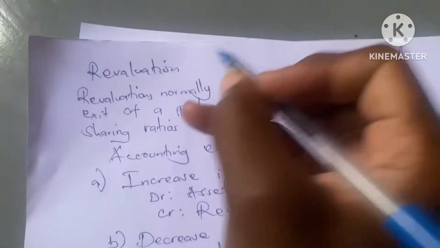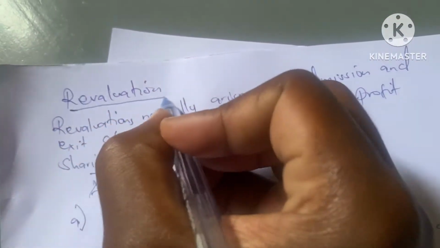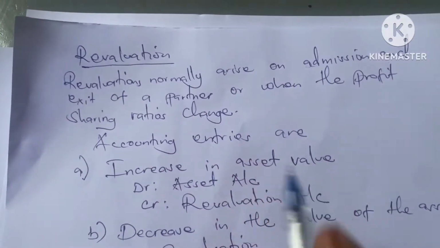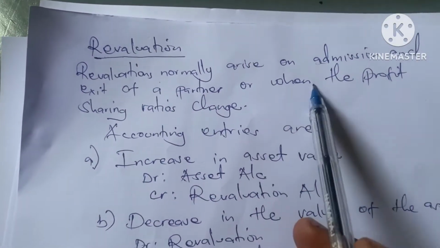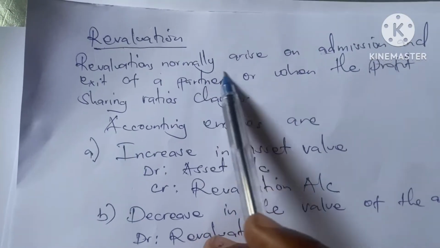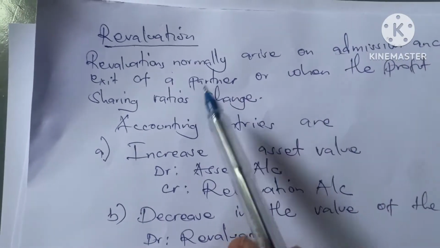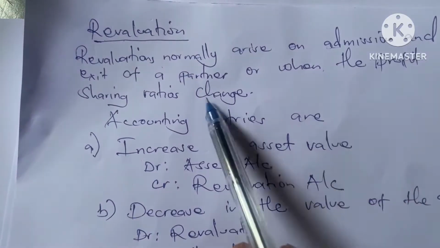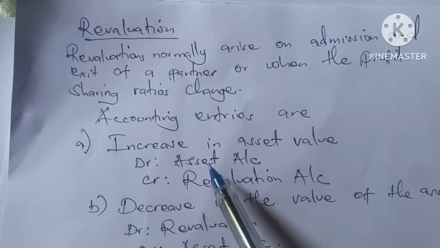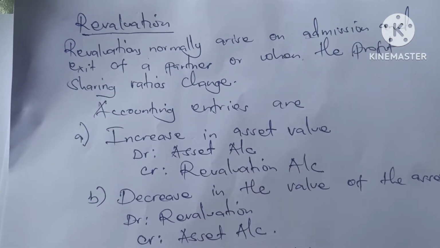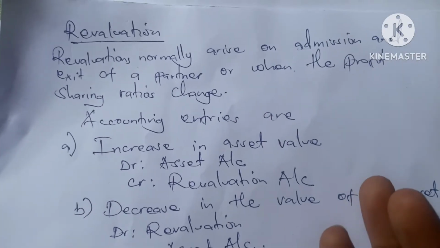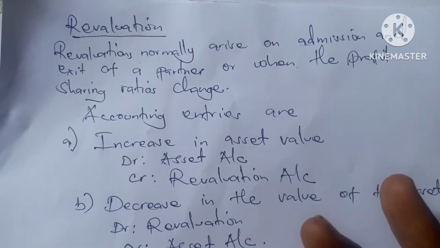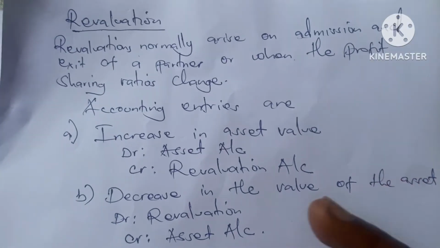Let's look at revaluation under partnership. So revaluation is like to revalue something, to change the value of something. So revaluations normally arise on admission and exit of a partner or when the profit sharing ratios change. So a revaluation can be an increase or a decrease in the assets and liabilities of the partnership.